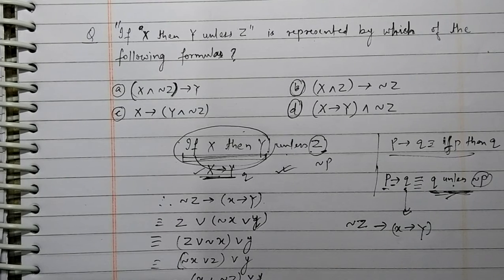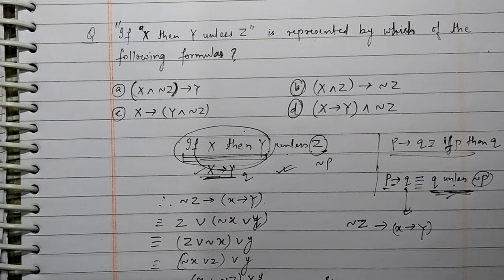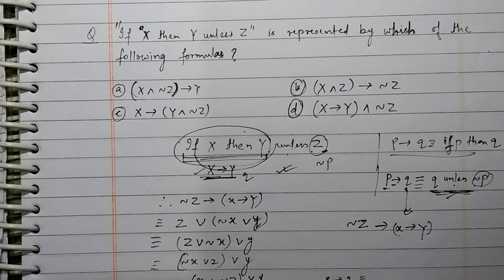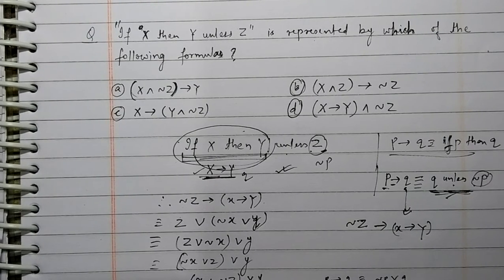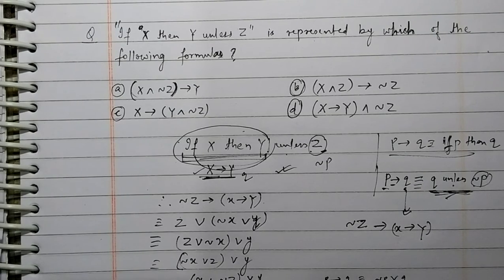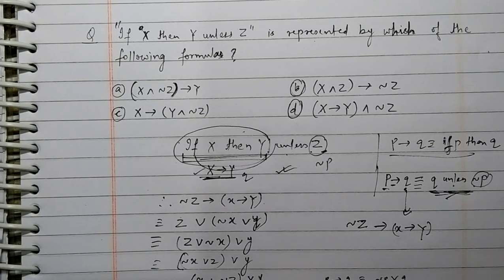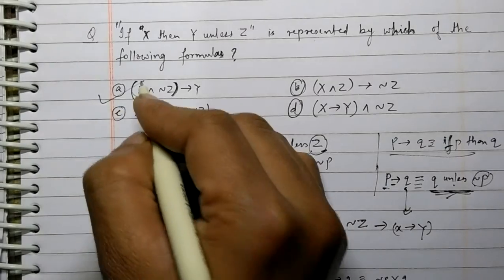If you consider this P, then using P imply Q is congruent to not P or Q, it can be written as x and not z imply y. So option A is correct.